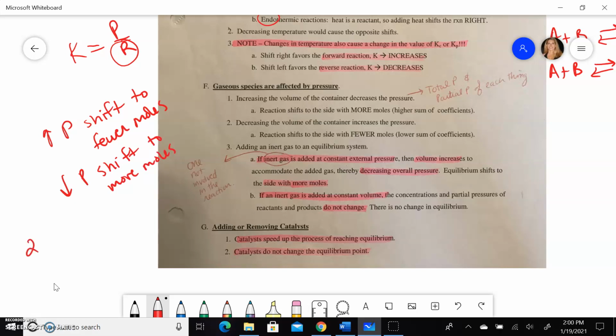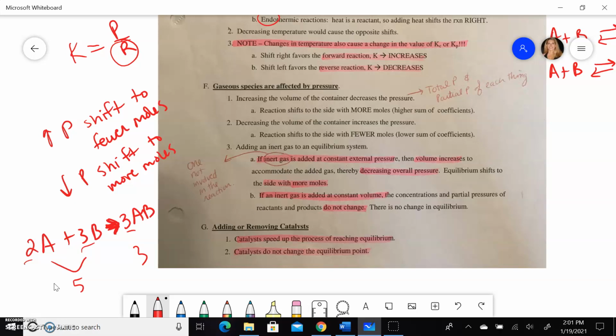So if you had something like 2A plus 3B yields 3AB, I know it's not balanced, but just say you had these coefficients. Notice that we have a total of 5 on the left and we have 3 on the right. So if you increase the pressure of this system, it would shift to the right. Should be an arrow, not an equal sign. It would shift to the right to relieve that pressure. And if you decrease the pressure, you're going to have more space, so it's going to shift towards the side with more particles. You can't memorize which direction it is going to be because it's going to depend on the reaction itself and the coefficients.